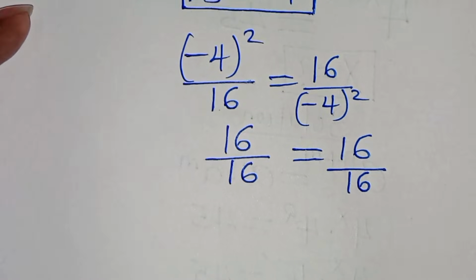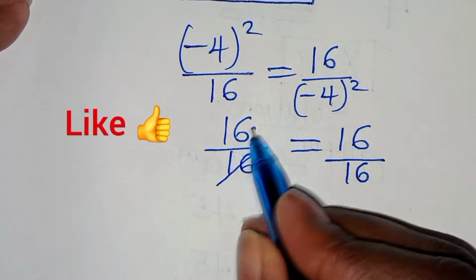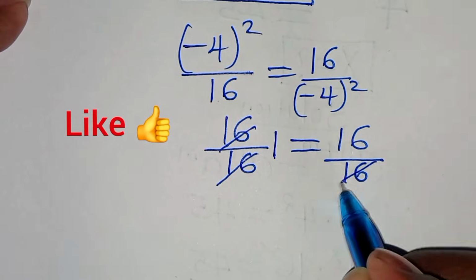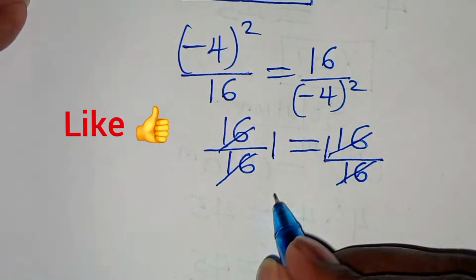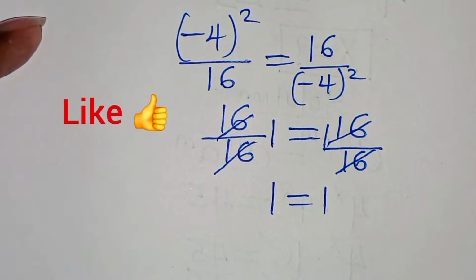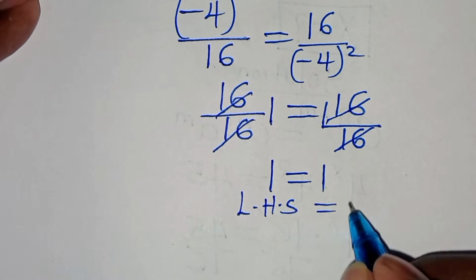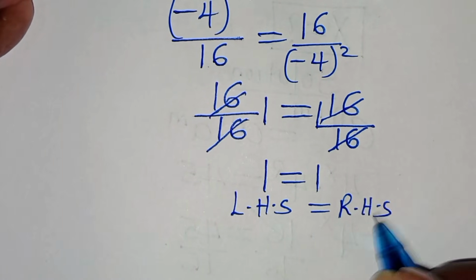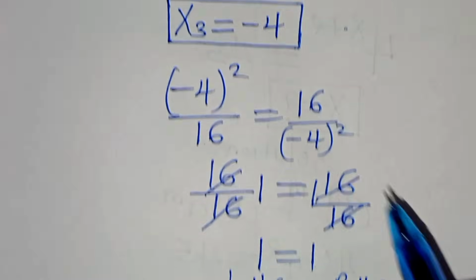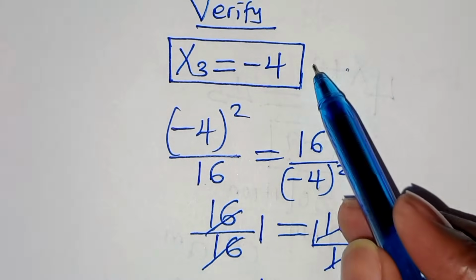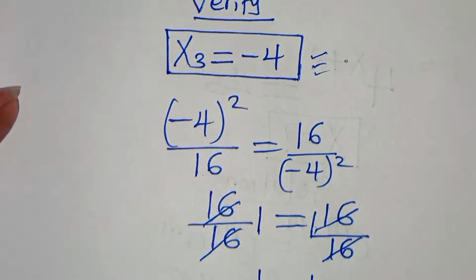So if we simplify here, 16 and 16 simplify, so this is 1. And 16 and 16 simplify, this is 1. 1 is equal to 1. So the left hand side is equal to the right hand side. And this proves that x3 here, which is minus 4, also satisfies the equation.